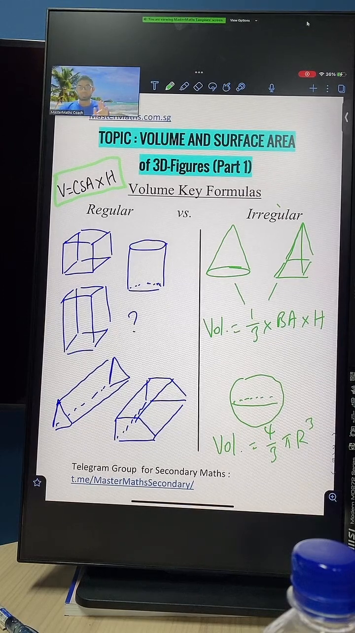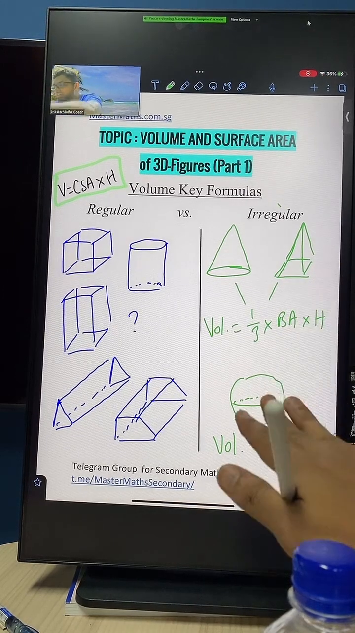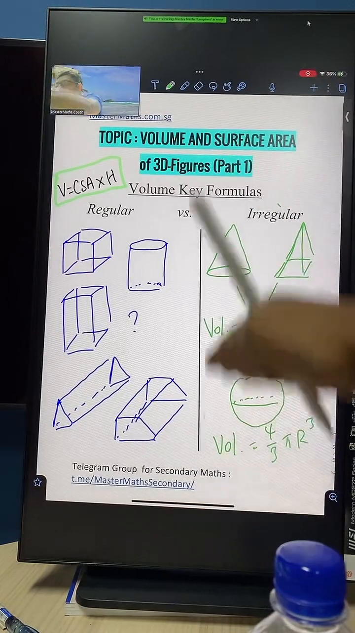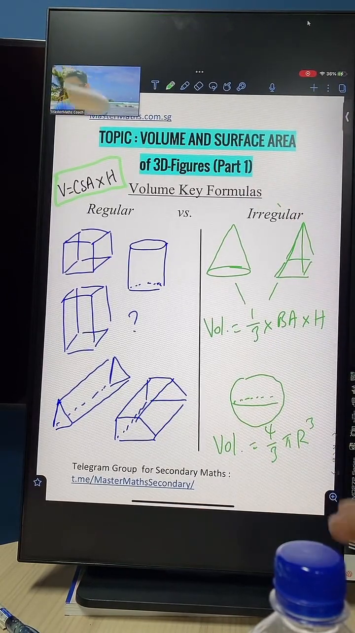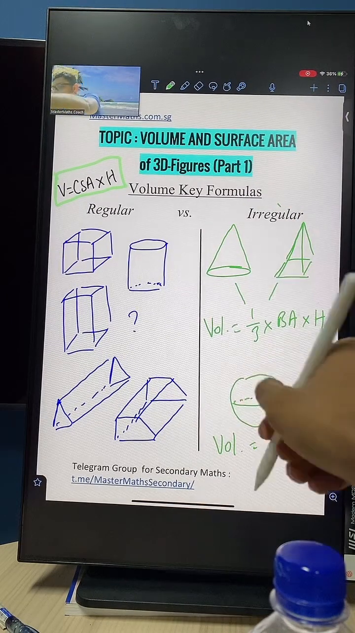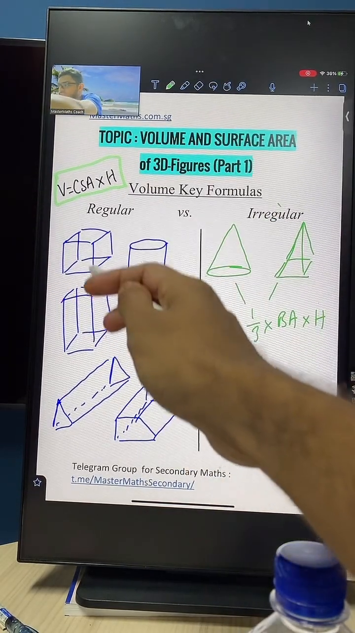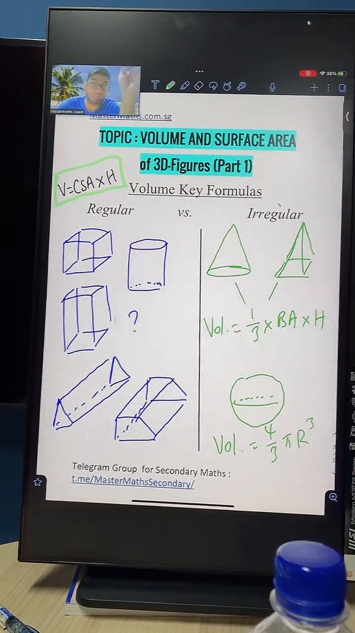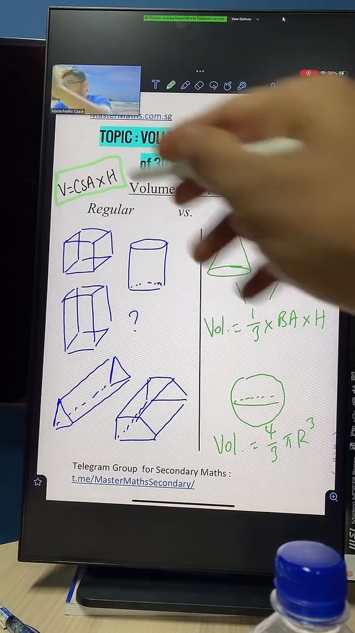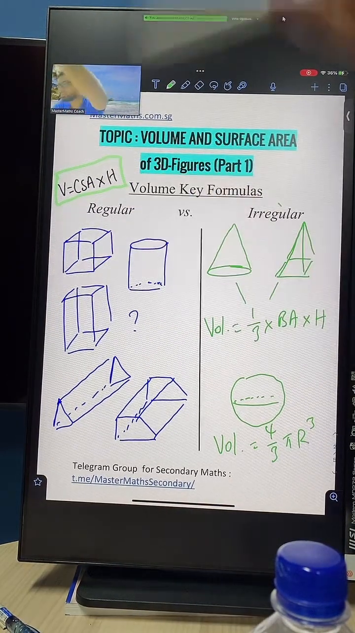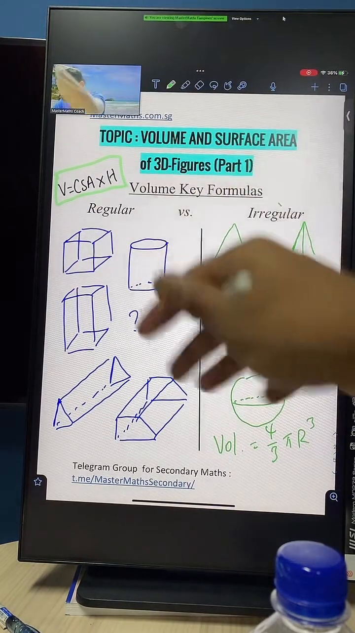That's all, full stop. Alright, so as you can see, if you have an irregular object, the volume formula is very, very special. Super special compared to a regular object where the volume is so simple. It's just cross-sectional area times the height. Finish. So once you get the cross-sectional area, you times the height, you get the entire volume for a regular object.